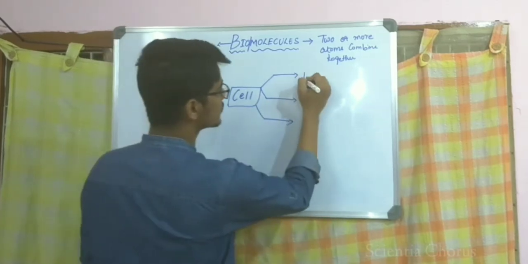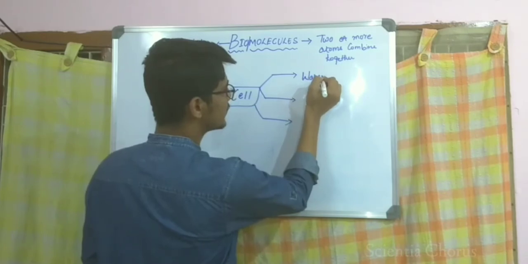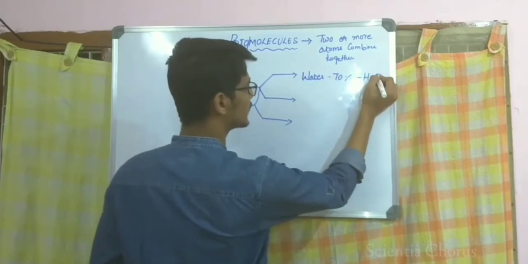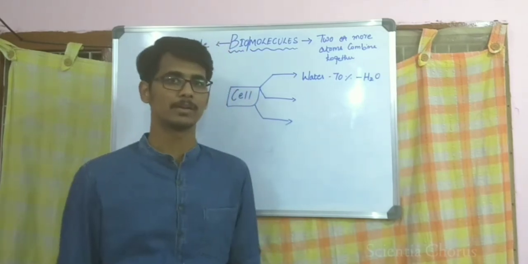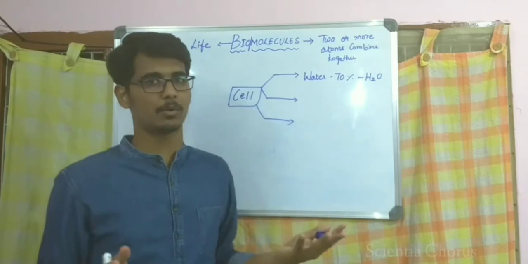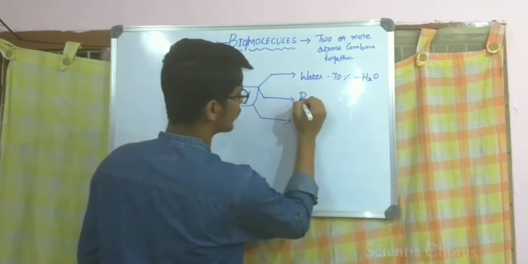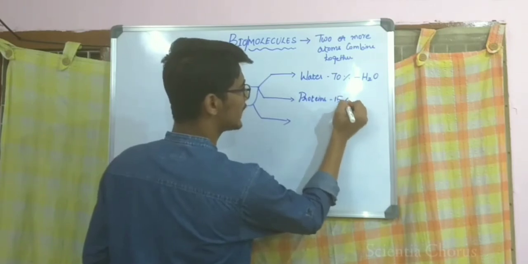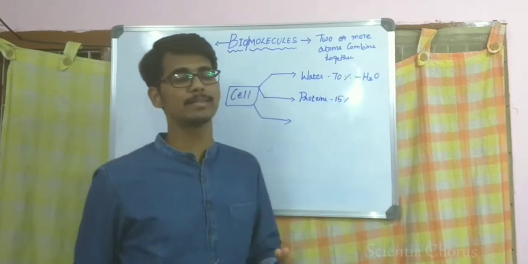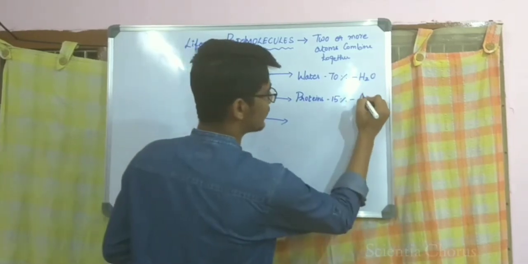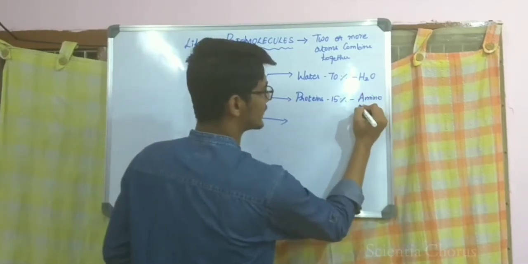So the first one is water, which will be around 70%. And you know the chemical formula for water, it is H2O. When two hydrogen atoms and one oxygen atom combine together, you get a water molecule. The second one will be proteins, and this will be around 15%. These proteins are generally made up of amino acids.